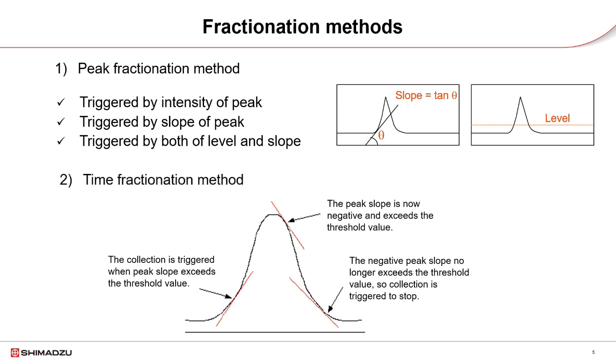The second method, time fractionation, allows users to specify the start and end times for fraction collection manually. This method offers flexibility in targeting specific time intervals during the chromatographic run for fraction collection.